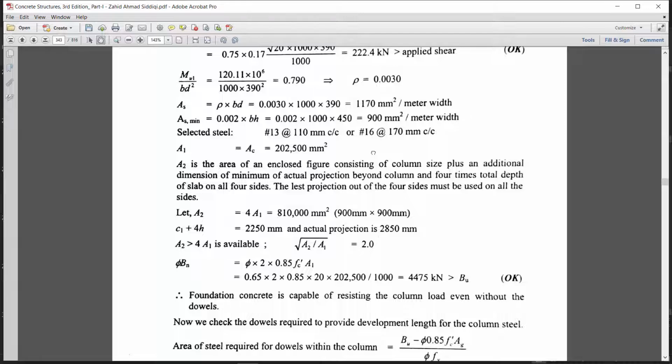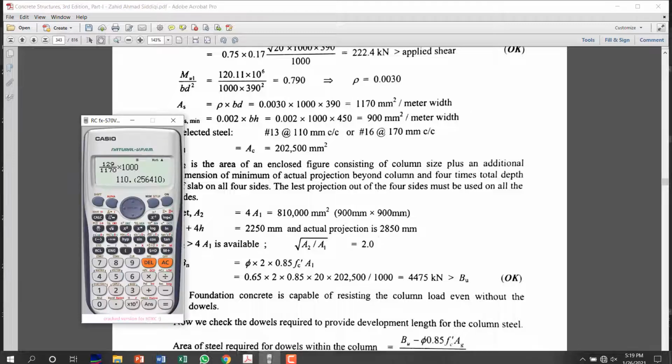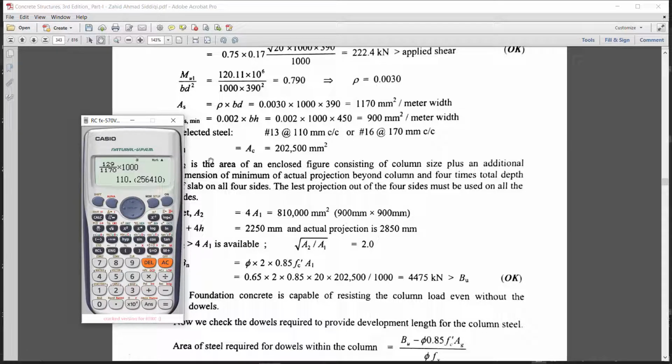Now we have to check the spread that we have discussed, when the load transfers from the column to the slab, it makes a projection, one vertical, two horizontal. For that check, we need to determine whether we need the dowel bars or not. Here A1 is the area of concrete of our column, 450 millimeter by 450, which is 202,500 millimeter square.